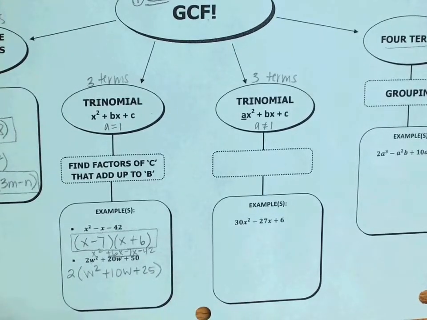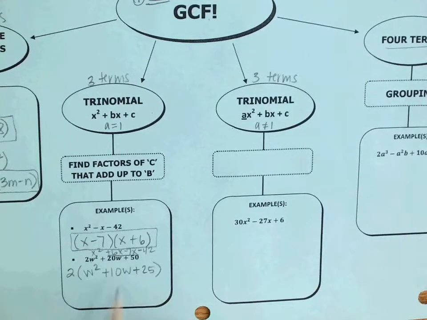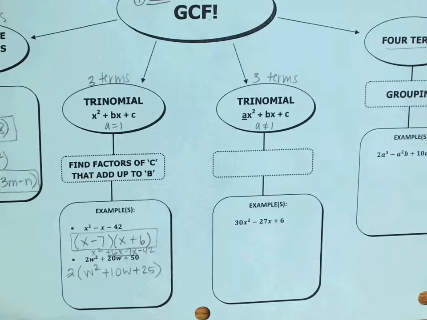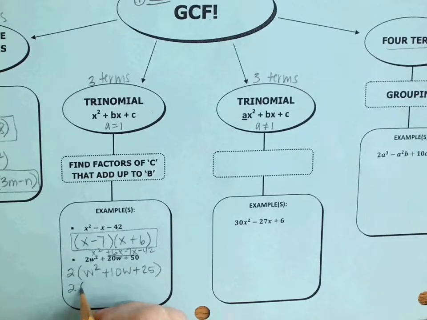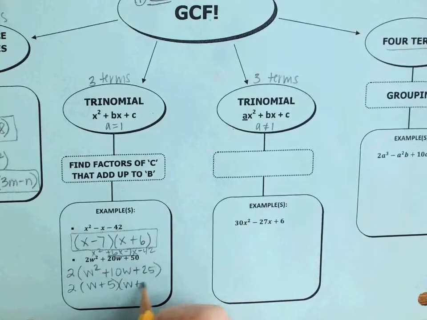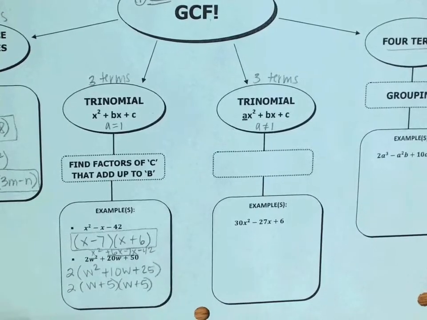And now factors of 25 that add to 10. Okay, well, 5 and 5. So I'm going to drop down my GCF and rewrite this as (w + 5)(w + 5). And now I see that my binomials are identical. So I do actually have one more step to completely factor this.